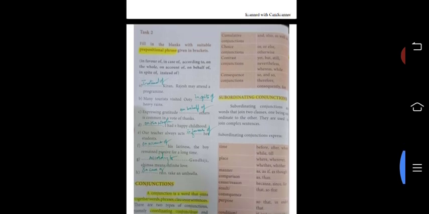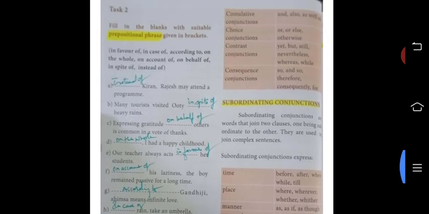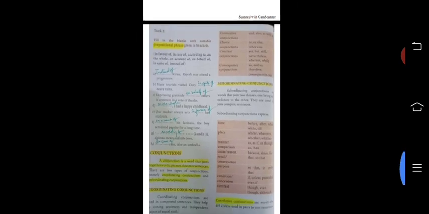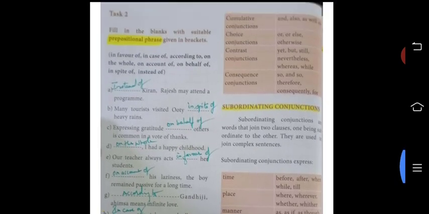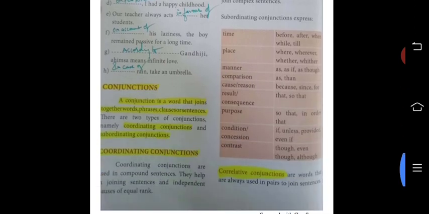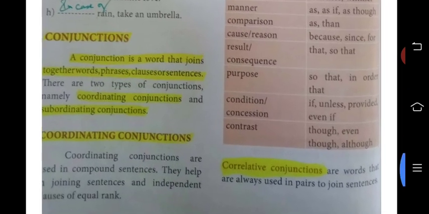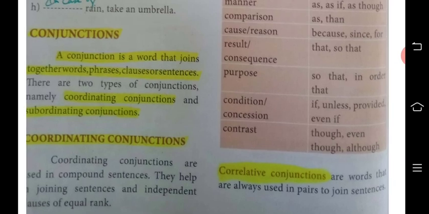Okay, let's move on to the text exercises. So in the last class we have seen prepositional phrases, and now we'll continue with the conjunction. So conjunction is a word that joins together words, phrases, clauses or sentences. There are two types of conjunctions, namely coordinating conjunctions and subordinating conjunctions. Okay, so coordinating conjunctions are used in compound sentences. As I said before, they help in joining sentences and independent clauses of equal rank. Got it?